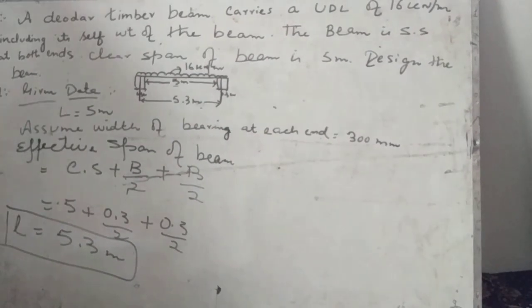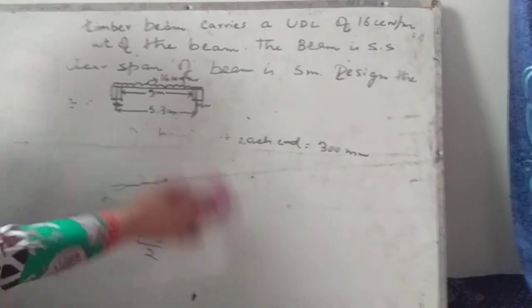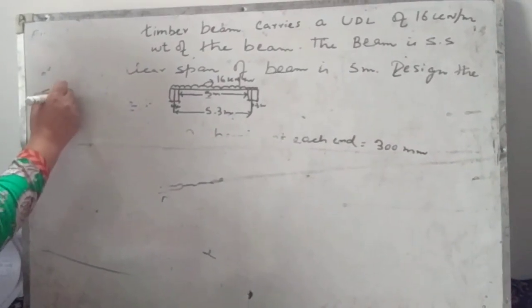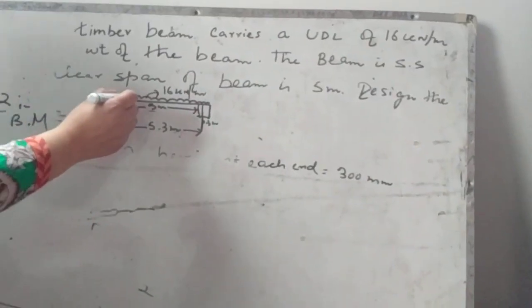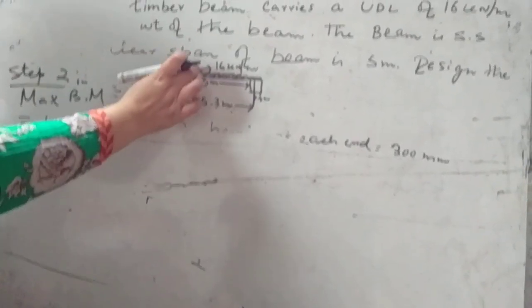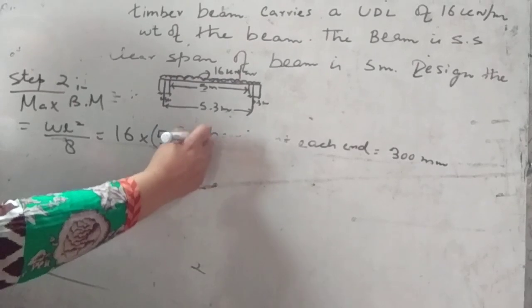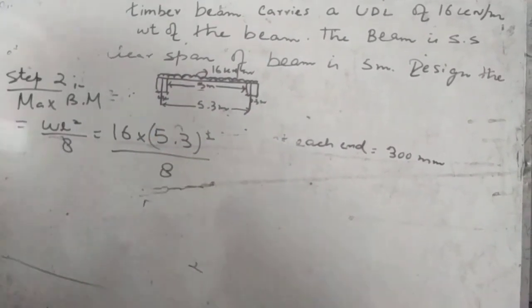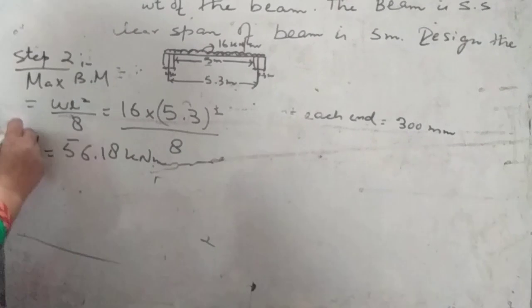Now step 2 is to determine the maximum bending moment. As you know, this beam is simply supported and it is carrying this UDL, uniformly distributed load over the whole span. So the formula for this UDL will be WL square by 8. W is the load on this beam, that is 16, into effective span 5.3 squared. So the bending moment will come out as 56.18 kilonewton meter.